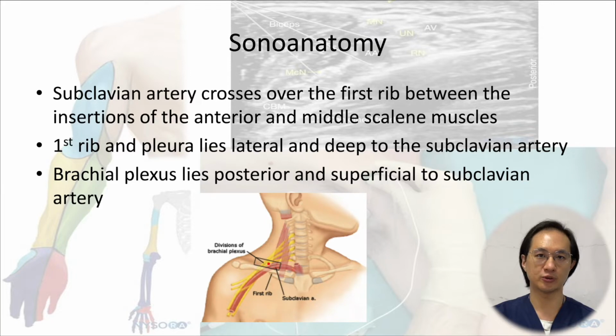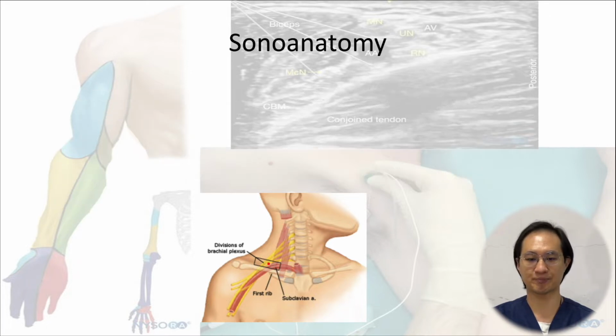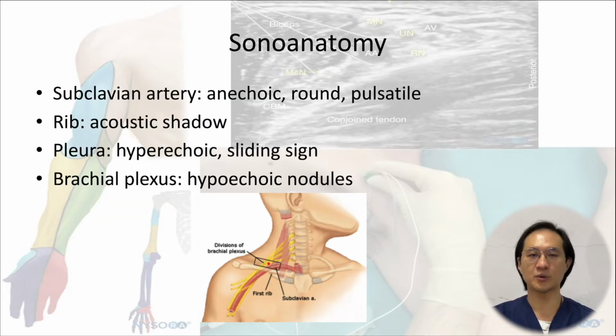So what are we trying to look for? Because the subclavian artery crosses the first rib between the insertion of the anterior and middle scalene muscles, we can actually observe the first rib and pleura lateral and deep to the subclavian artery. And the brachial plexus would be posterior and superficial to the subclavian artery. So how do we differentiate different structures? The subclavian artery will be anechoic, round and pulsatile, while the rib is an acoustic shadow. And the pleura will have a sliding sign, whereas the brachial plexus would be hypoechoic nodules.